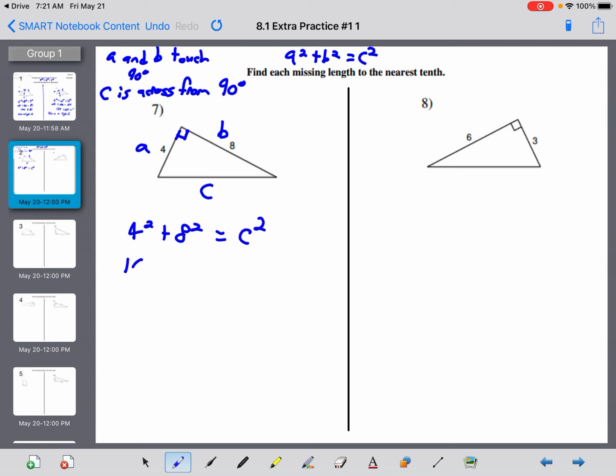4 squared is 16, 8 squared is 64. 16 and 64 makes 80, which equals C squared. In order to undo C squared, you have to take the square root, and the square root of 80 is roughly 8.94.